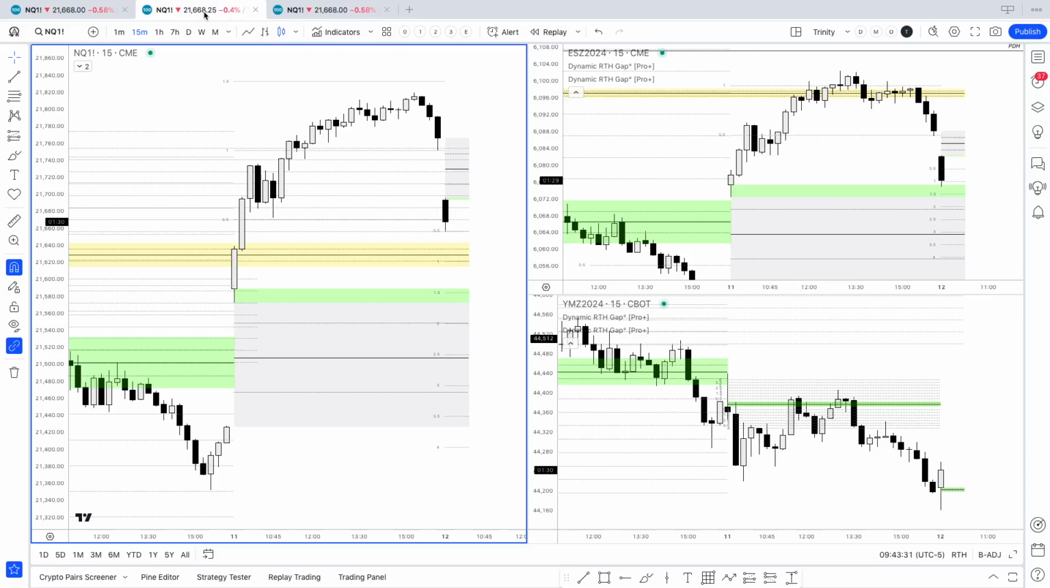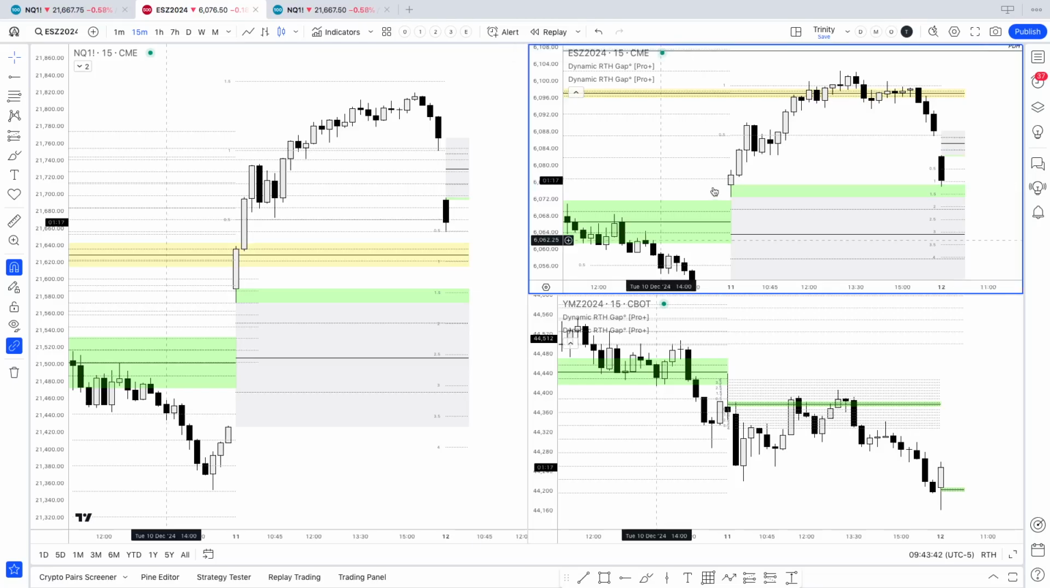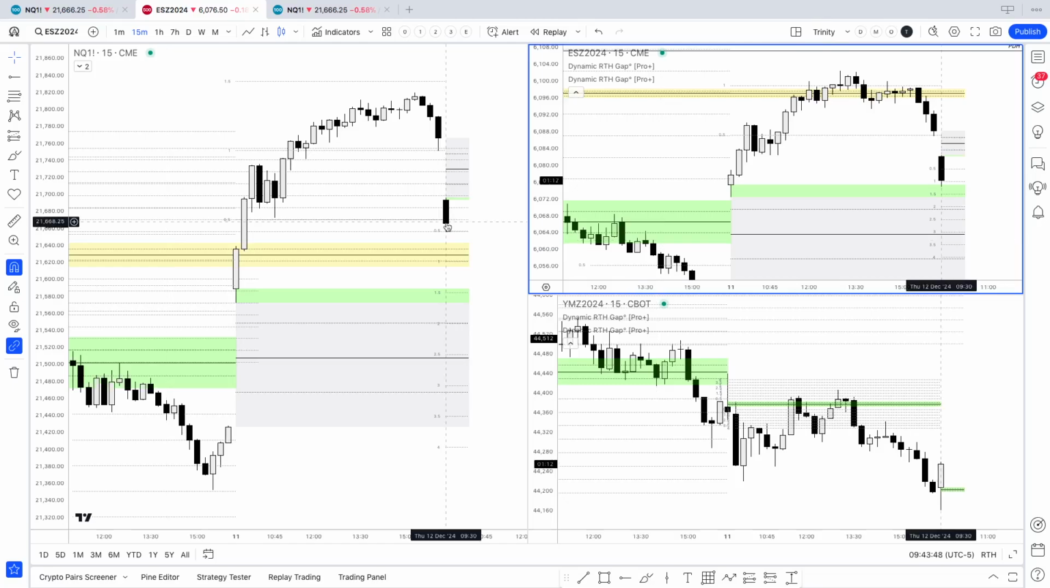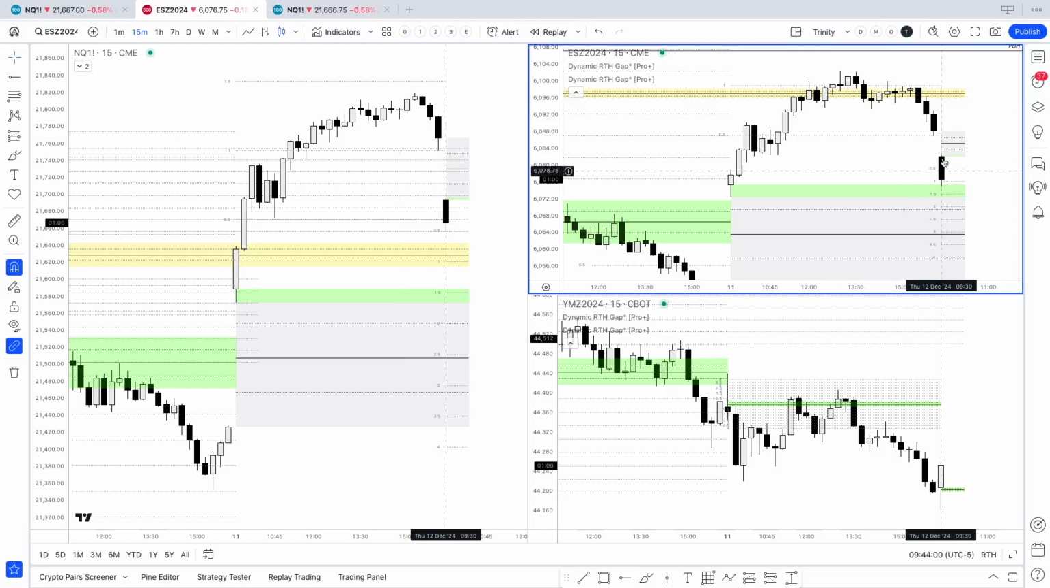So ES is now trading at yesterday's open at 9:30. This is the gap, you see. So ES is weaker in comparison with Nasdaq. We are trading above the weekly opening, and here we are trading below the weekly opening. So ES has been weaker during today.